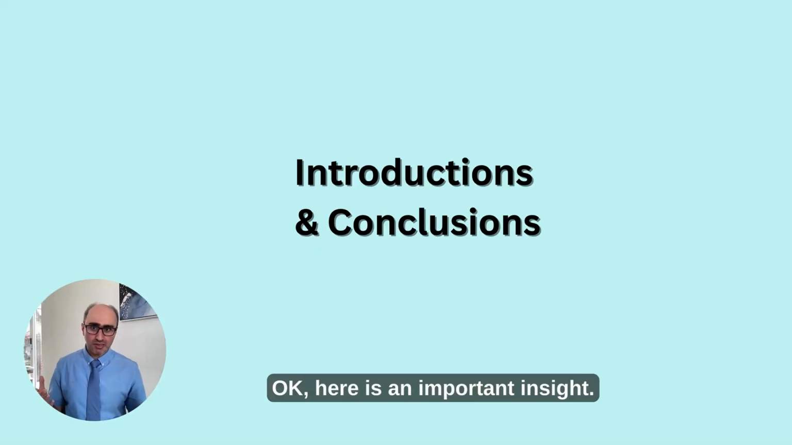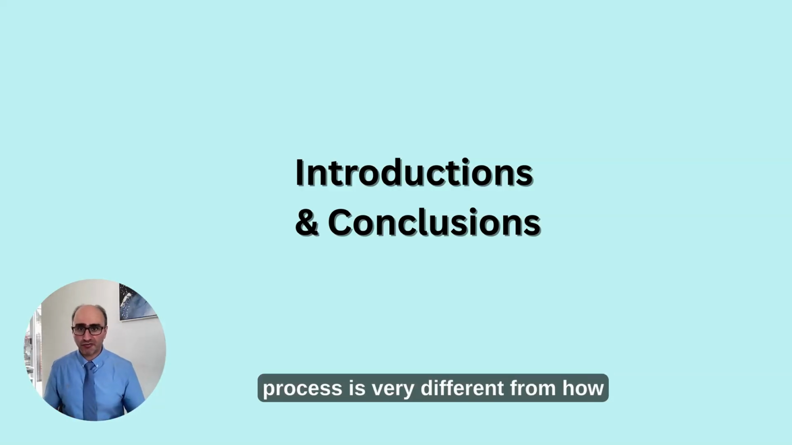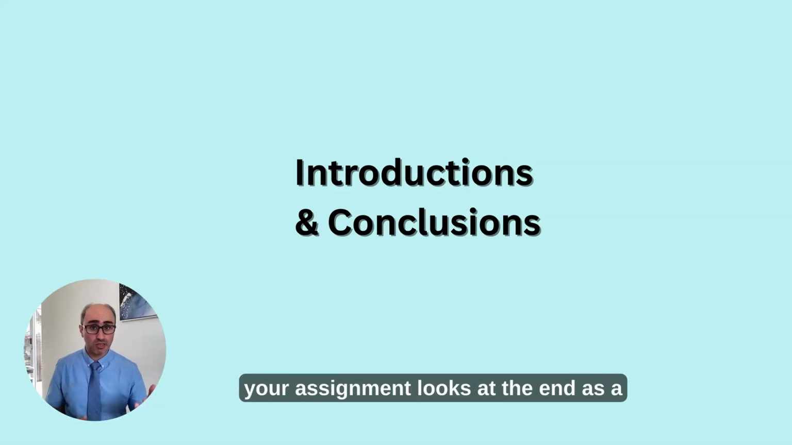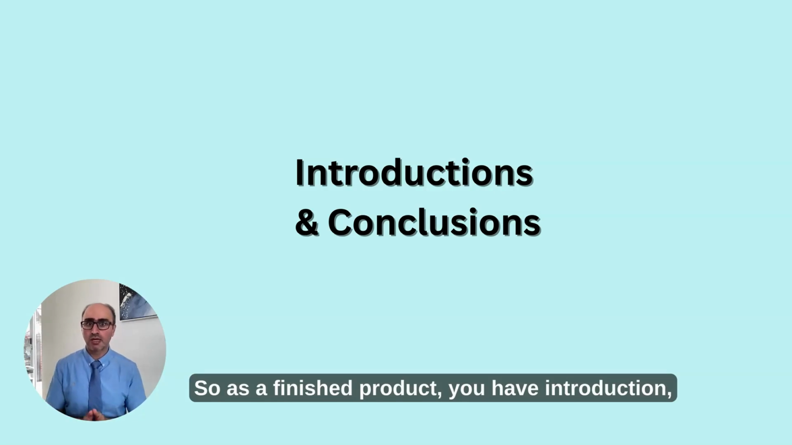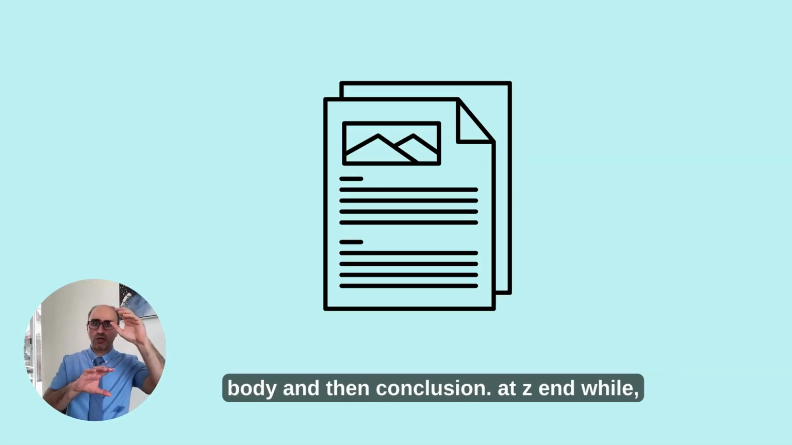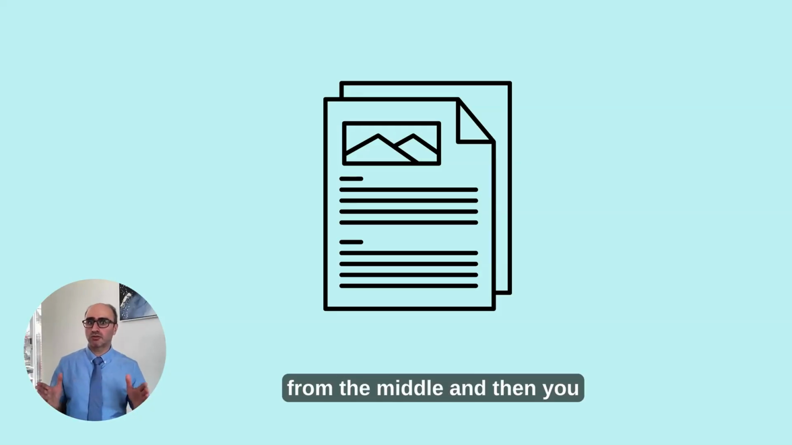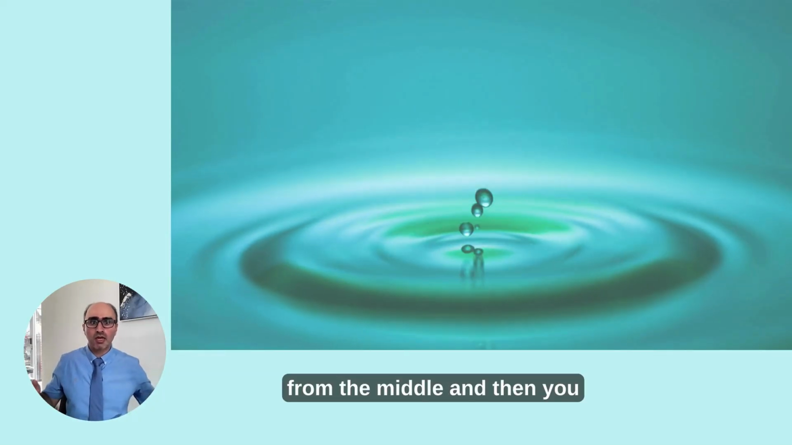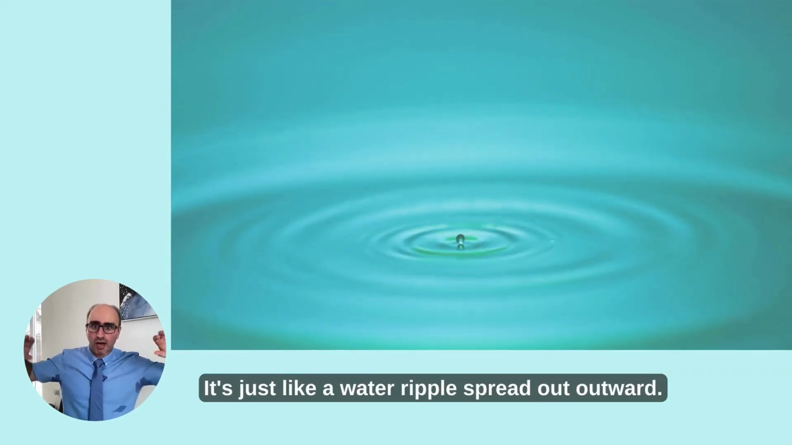Here is an important insight. The way you develop your argument and answer your question in the writing process is very different from how your assignment looks at the end as a final finished product. As a finished product, you have introduction, body, and then conclusion at the end. While during the writing process, you start from the middle and then you just spread out, like a water ripple spreading outward.